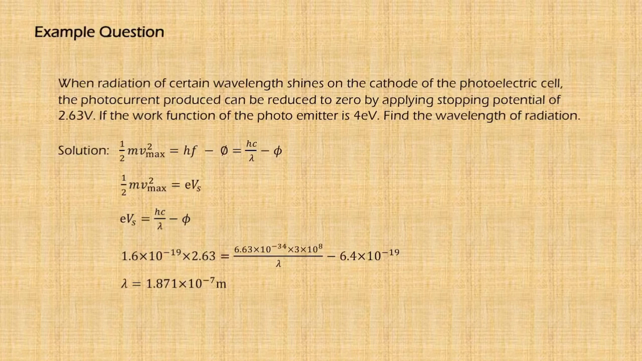The maximum kinetic energy equals hf minus the work function, which is hc/λ minus the work function. Also, the maximum kinetic energy equals e times the stopping potential. So we have the equation e times the stopping potential equals hc/λ minus the work function. Now we can put all the values in, and finally we calculate λ equals 1.871 × 10⁻⁷ meters.